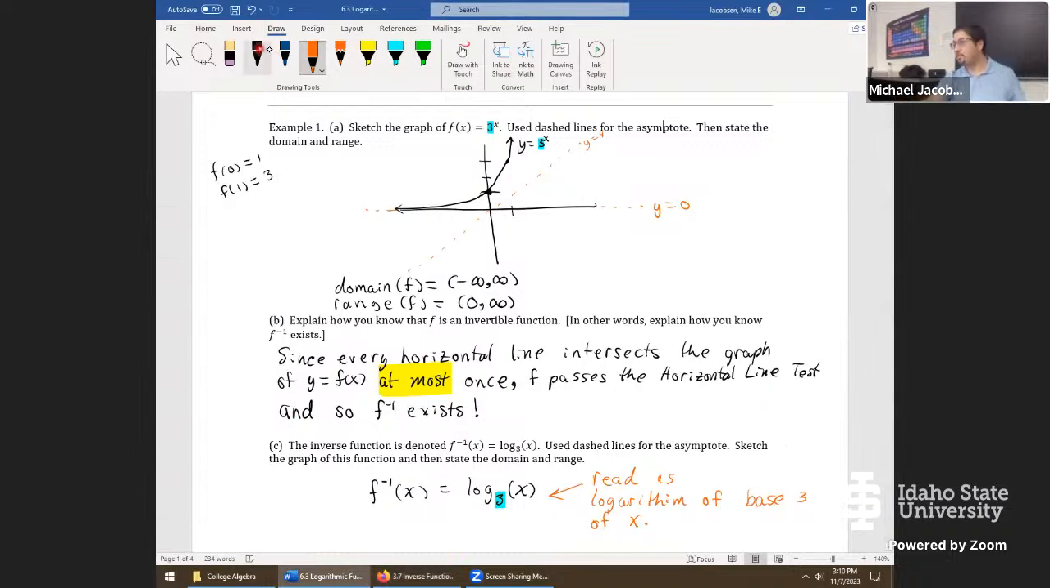So we'll put our logarithm. Let's plot it with a special color. Let's go maybe green.